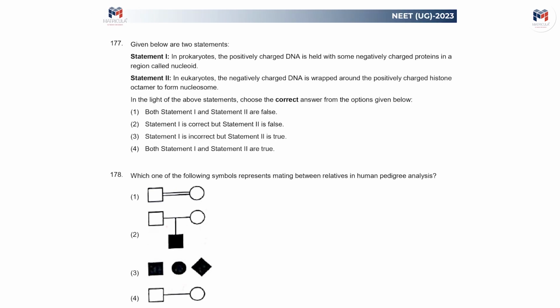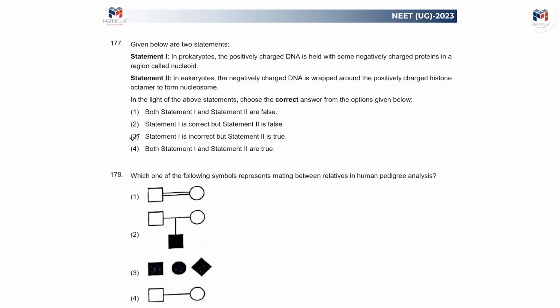Question number 177. Given below are two statements. Statement 1. In prokaryotes, the positively charged DNA is held with some negatively charged proteins in a region called nucleoid. Statement 2. In eukaryotes, the negatively charged DNA is wrapped around the positively charged histone octamer to form nucleosome. In the light of the above statements, choose the correct answer from the options given below. The answer is option number 3. Statement 1 is incorrect but statement 2 is true.